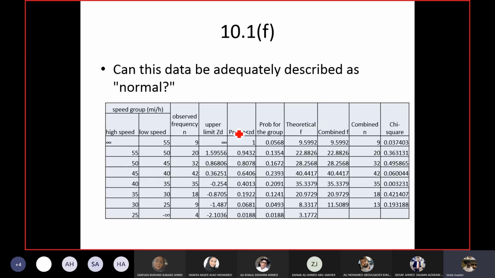And then this is the chi-square test. You can see the values are in descending order. The first value has upper limit infinity, the last value has lower limit minus infinity, and you can see the zero groups are gone now. So the first z value is infinity because I don't need to do anything. For the second one, I will do 55 minus mean upon standard deviation. I've already calculated the mean and standard deviation. So I will just use the upper limits: value minus mean upon standard deviation to get the z value.